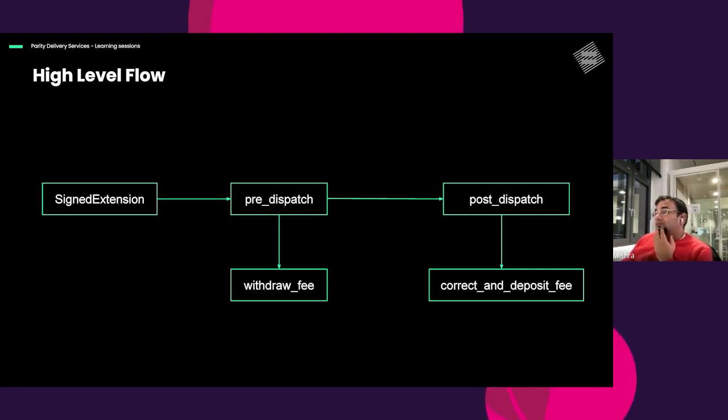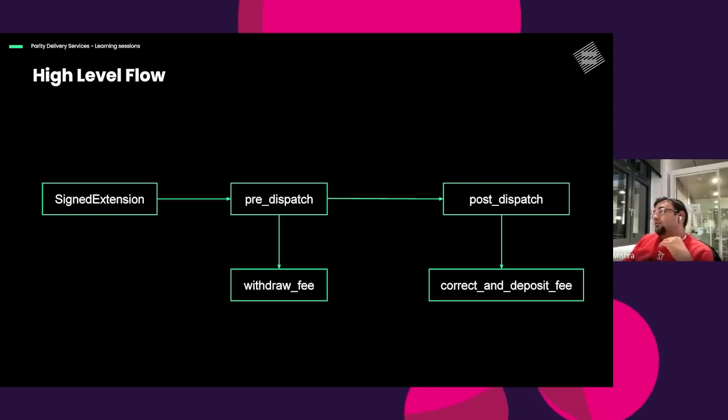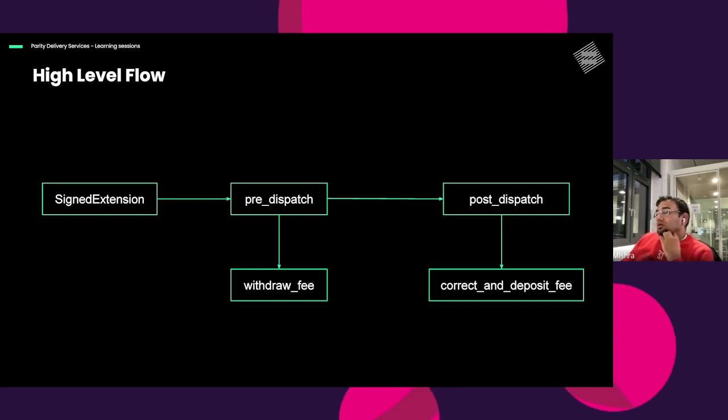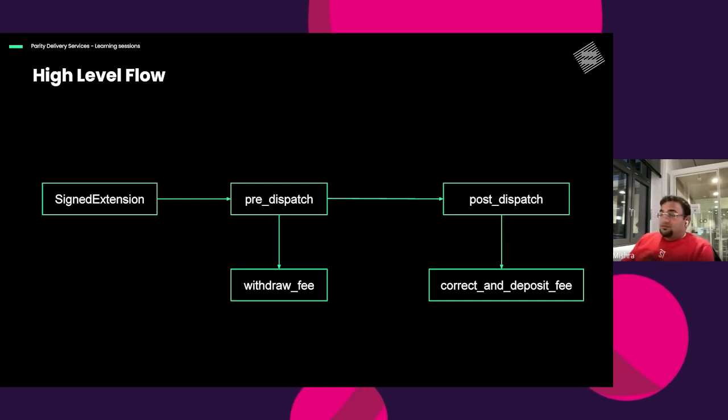Talking about the high level flow. So the signed extension allows you to perform logic that pertains to validating the transactions received from the network or transaction pool, and also allows you to run some logic before and after an extrinsic is executed. There's a pre-dispatch method that is called before a transaction is executed, and a post-dispatch method which is called after a transaction is executed. Pre-dispatch calls the withdraw fee, and post-dispatch calls the correct and deposit fee.